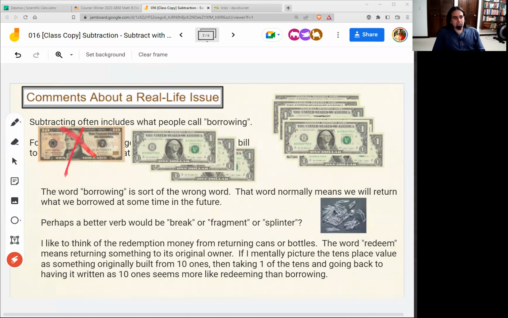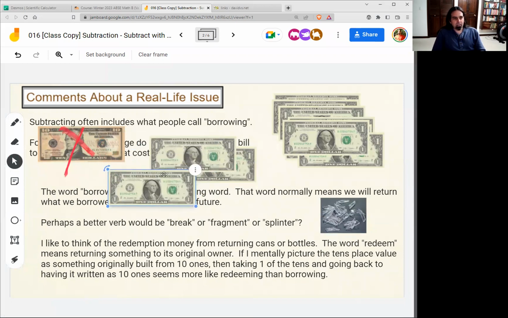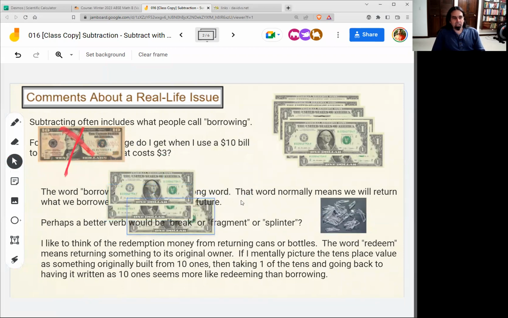If we used a $10 bill to pay for something that cost $3, then the store would keep $3 and give back $7. We could imagine that we got rid of that $10 bill, replaced it with a total of 10 ones, and then moved them into the right place. 3 for the store, 7 for the customer.